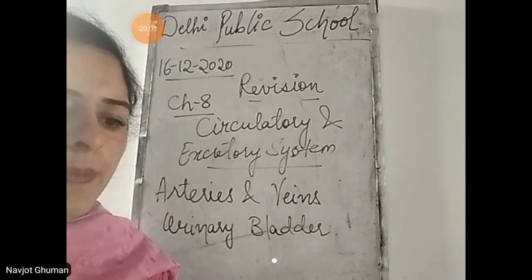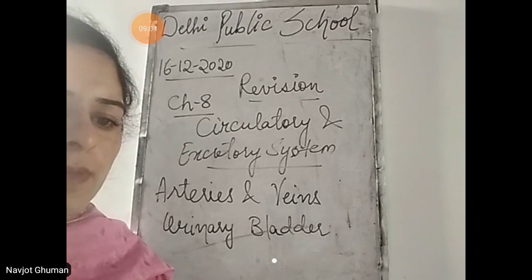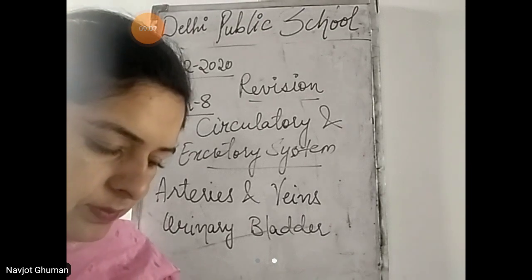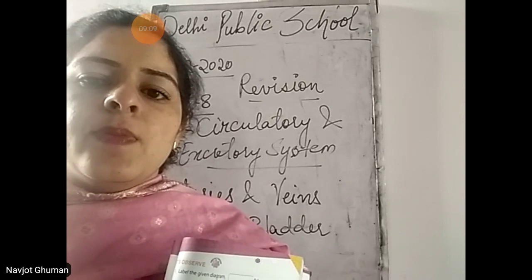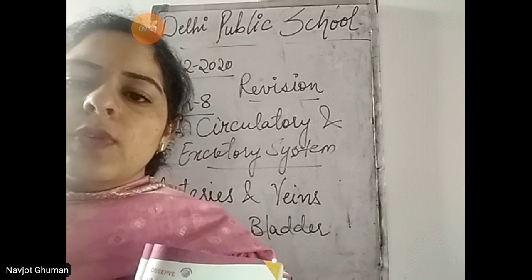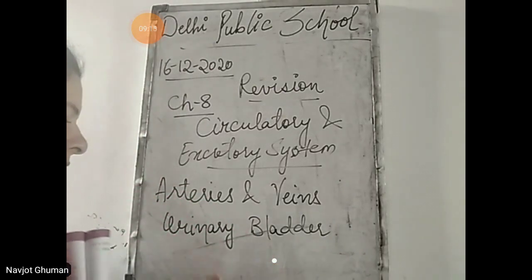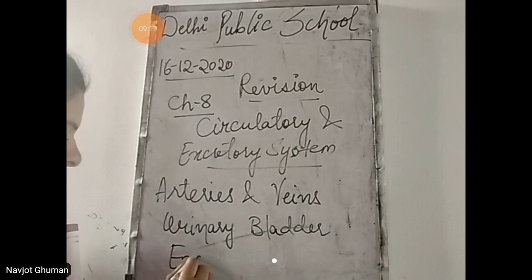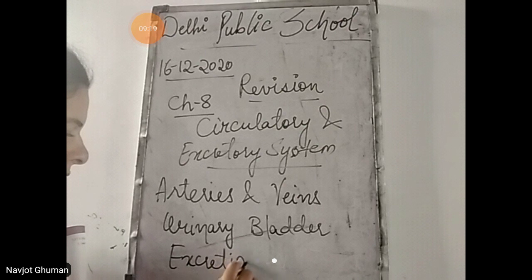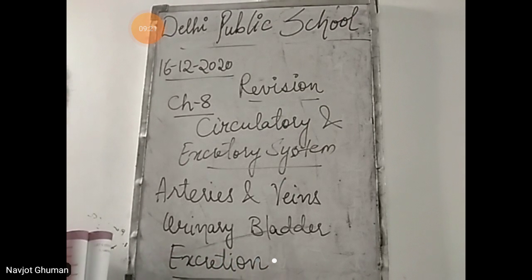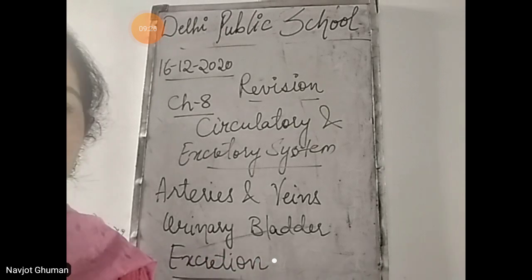Which of these is a process by which waste are removed by the body? There is one process by which waste is removed from the body. The name of the process is excretion. Very main term, very important term of this chapter, excretion. The process by which waste is removed from the body is called excretion.